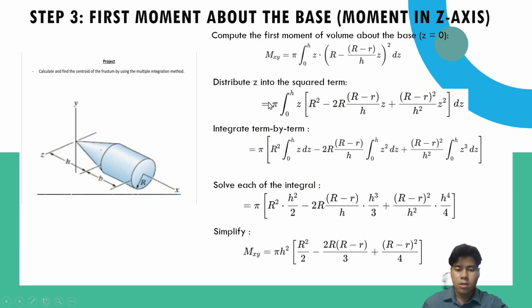The next step is to integrate the equation that has z in it term by term. Each term needs to be integrated, and then solve each of the integrals. After solving it, simplify the equation, and then we will get the Mxy. So this is the answer.